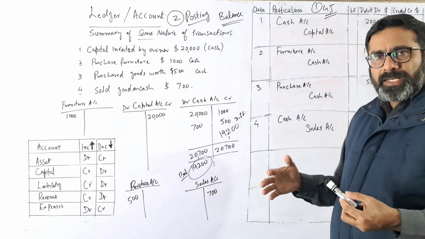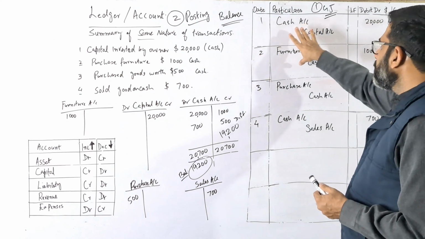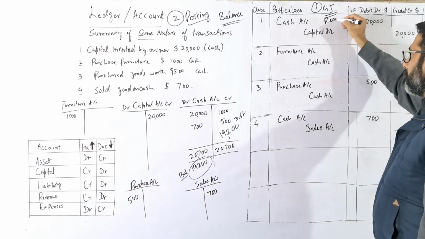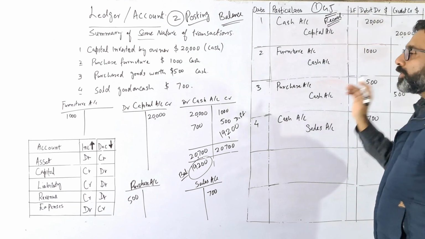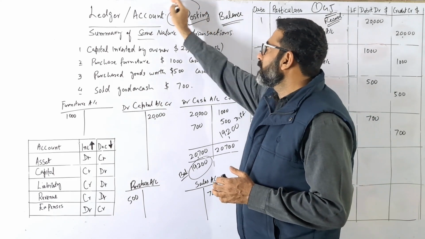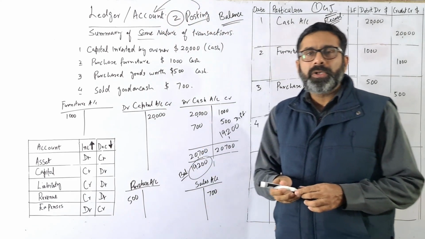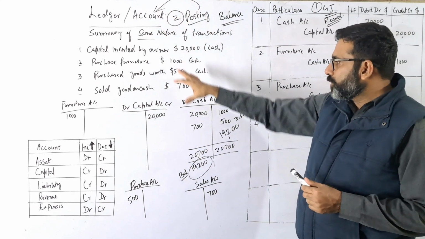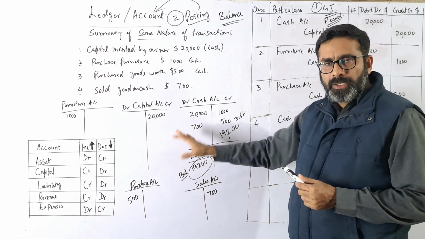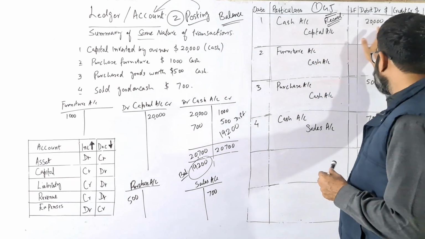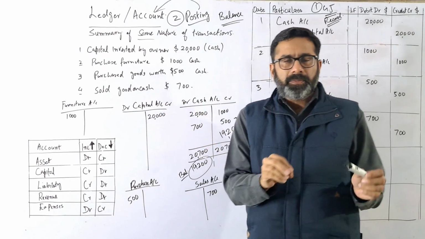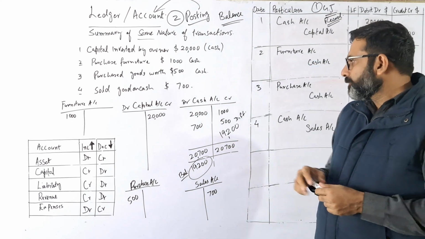So what are the steps? First, we will write the transactions. In the journal, we will record the transactions. This is for the recording of the transaction. The second thing, we will post the transactions into the account or into the ledger. So we posted the amount. If there is a debit, it will be posted on the debit side. If it's a credit, it is posted on the credit side. So the debit is posted on debit, credit is posted on credit.